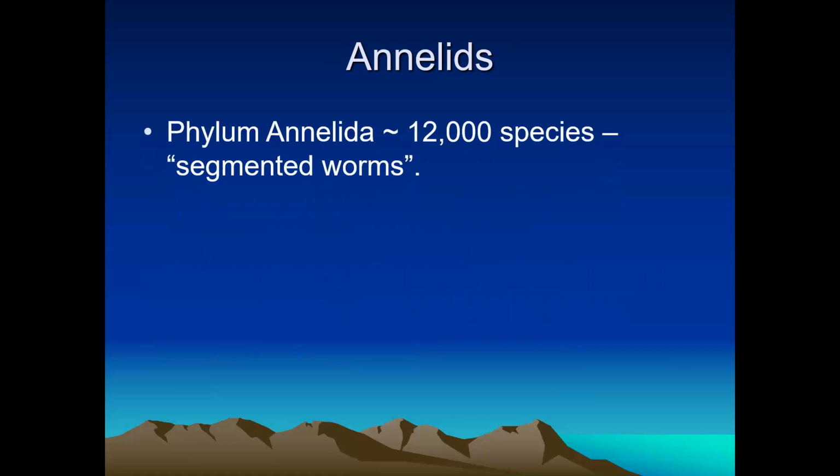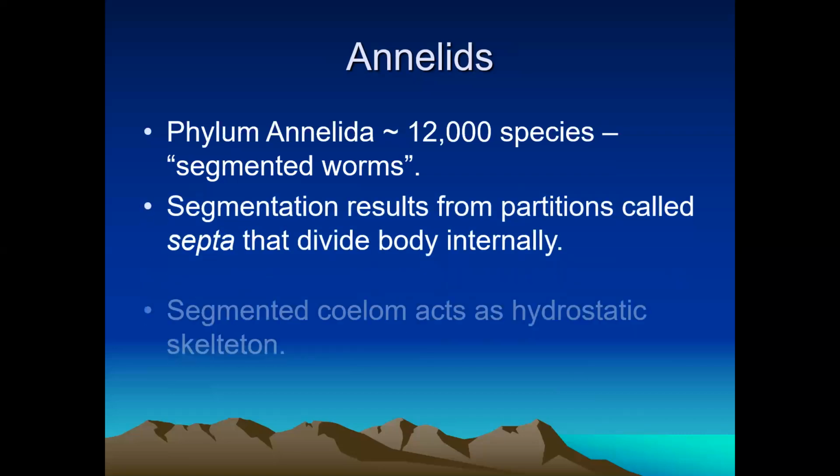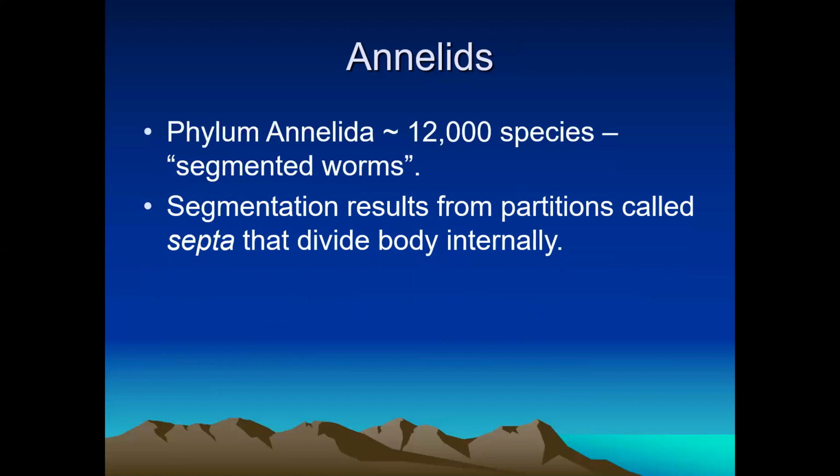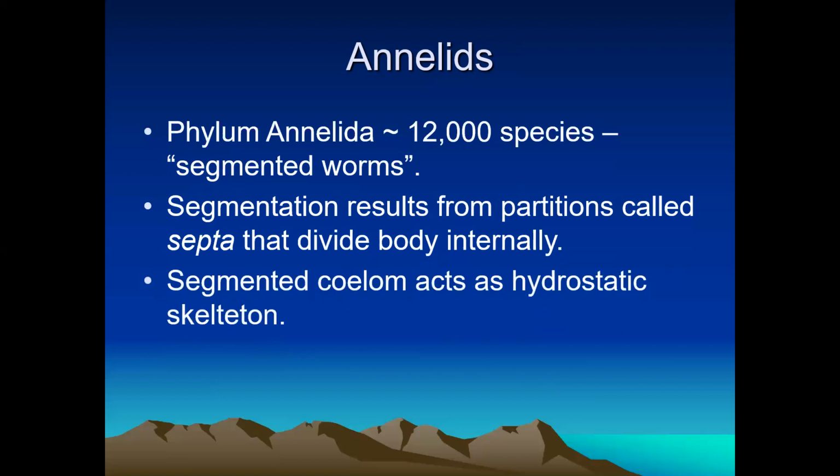All right, phylum Annelida. These are our segmented worms. Annelida, Annel, I believe, is annella, maybe, means ring. So these segments are a series of ring-looking things, and that's most easily seen with the earthworm, which is an example of this phylum. So we have segmentation, and we have partitions that are called septa that divide the body internally. We have a segmented coelom that acts as a hydrostatic skeleton because the coelom itself is segmented. You can put water in one section and pull it out of the other, and that can help the creature move.